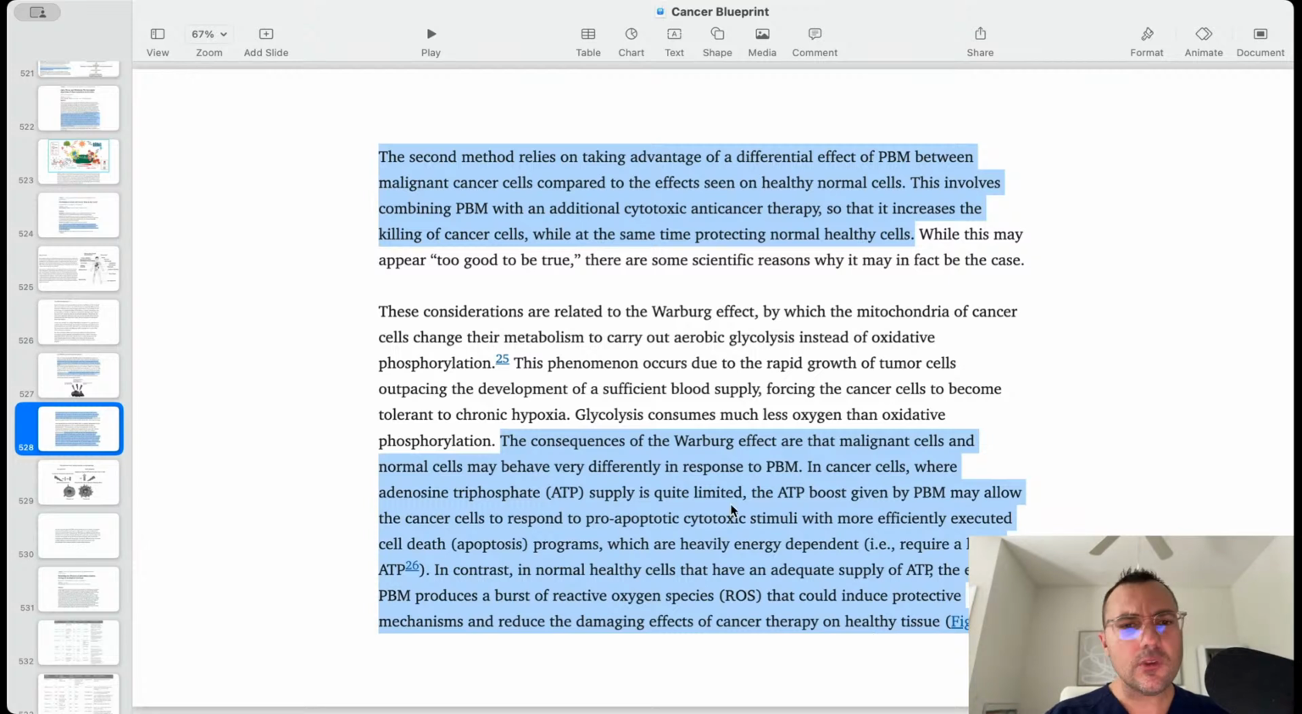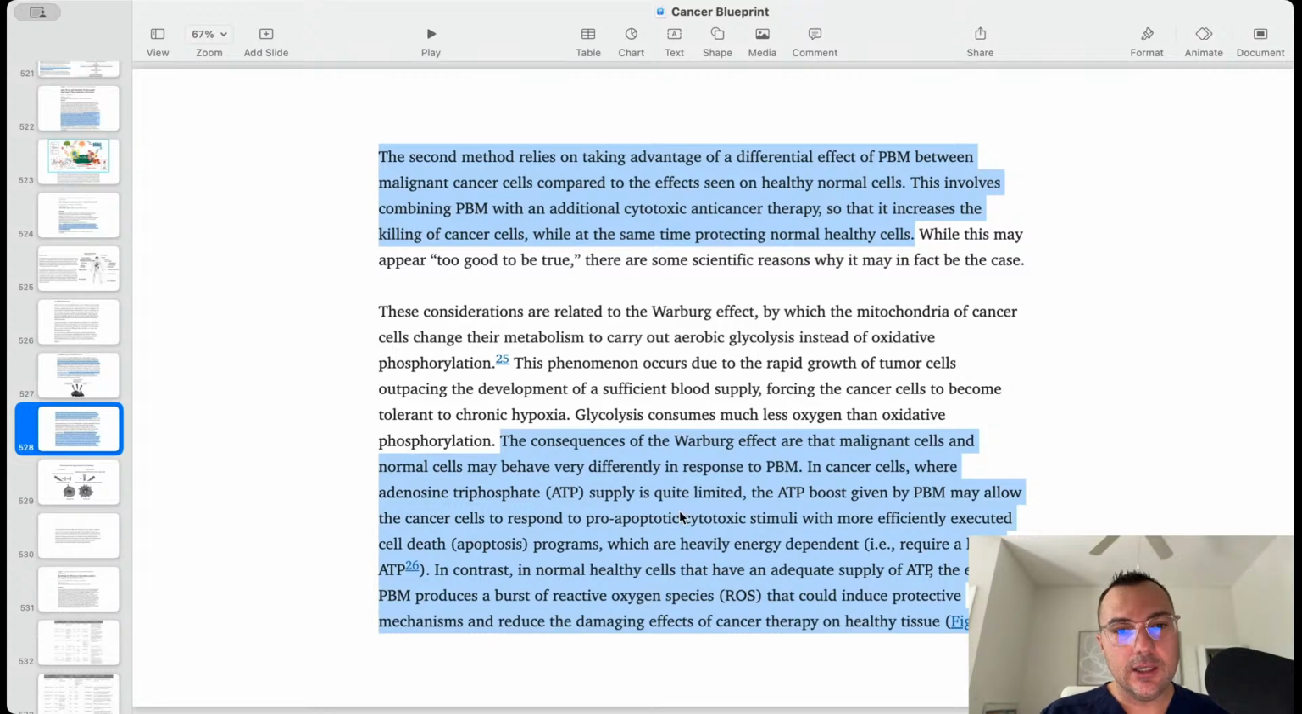So not only is it not damaging to the normal cells, it actually improves their ability to tolerate potentially radiation therapy or chemo or whatnot. So it's kind of a double whammy. And my thought is that it's probably having an effect in a variety of ways. I don't like relegating it to this mechanism or this mechanism or this mechanism.